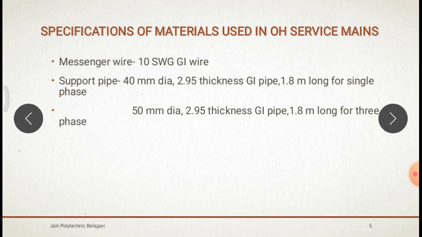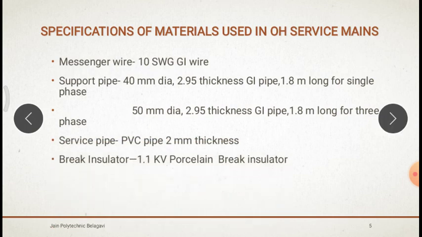Next is the service pipe. Service pipe is a PVC pipe having a 2 mm thickness, and the diameter changes according to the size and number of cables, and along with that, 3 bends of service pipe, that is PVC pipes, we are using with the 3 bends. Next, brake insulators, 1.1 kV brake insulators we are using.